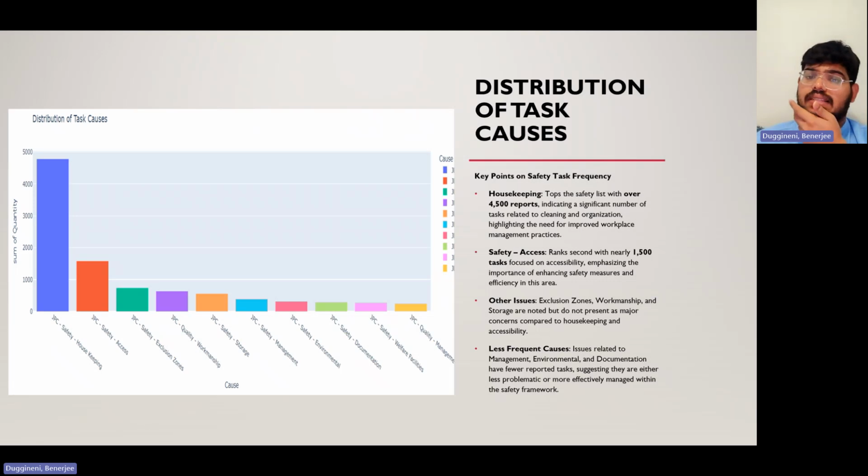Into the distribution of task causes, housekeeping is at the top, with 4500 reports. Safety ranks second with nearly 1500, with a focus on accessibility and emphasizing the importance of safety measures. And other issues, such as exclusion zones and workmanship, and the less frequent causes related to management, environmental, and documentation, have few reported tasks, suggesting that they are either less problematic or more effectively managed within the safety framework.